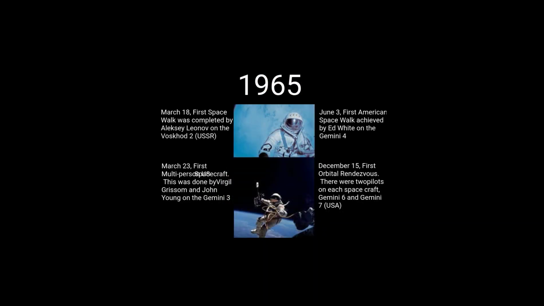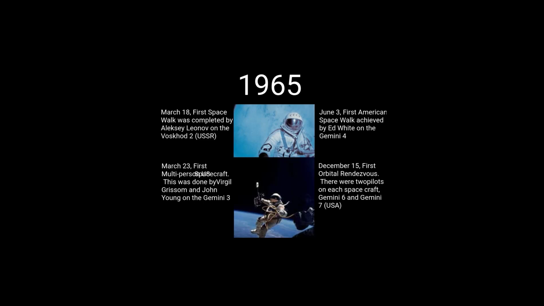1965 was a big year for the space race. On March 18th, the first spacewalk was completed by Alexei Leonov on the Voskhod 2. On March 23rd, the first U.S. multi-person spacecraft was launched into space. This was done by Virgil Grissom and John Young on the Gemini 3. On June 3rd, the first American spacewalk was achieved by Ed White on the Gemini 4.